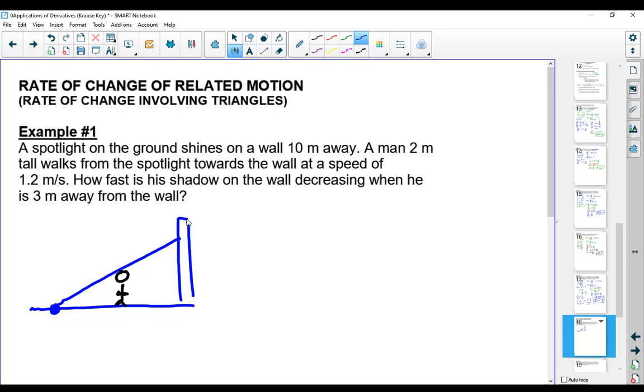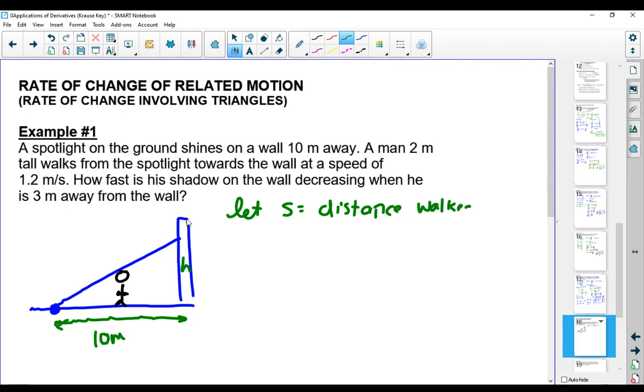And he's casting a shadow. So we're going to have the height of the shadow here. And we have the distance between the spotlight and the wall is 10 meters. And we're going to let S equal the distance walked from the light. So that would be S here. And if his distance from the light is S, then as he's approaching the wall, this would be 10 minus S. That's going to come into play here shortly.